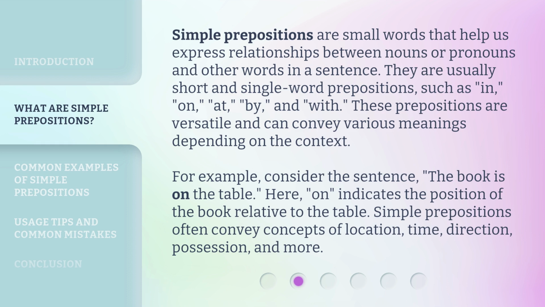For example, consider the sentence, "The book is on the table." Here, on indicates the position of the book relative to the table. Simple prepositions often convey concepts of location, time, direction, possession, and more.